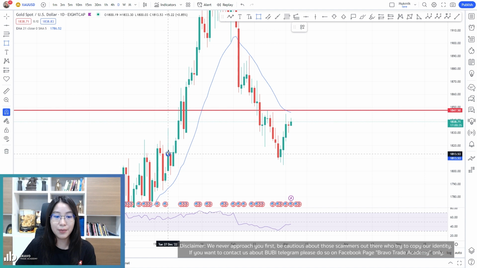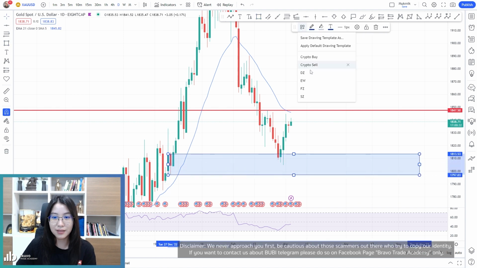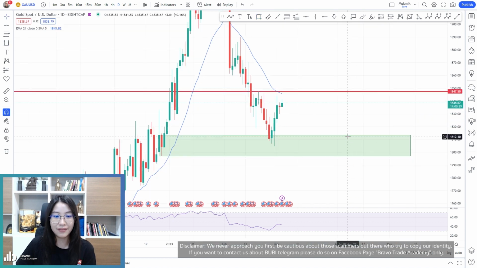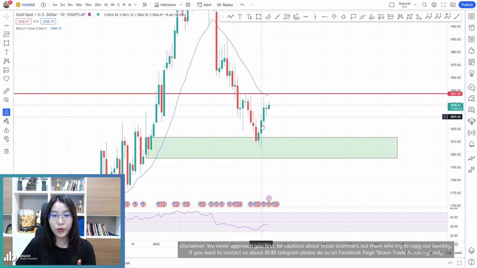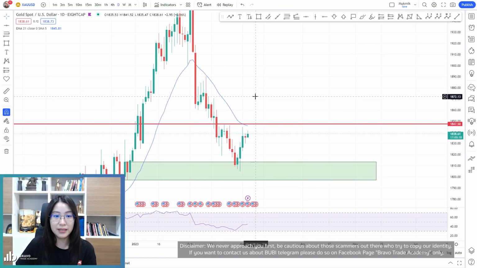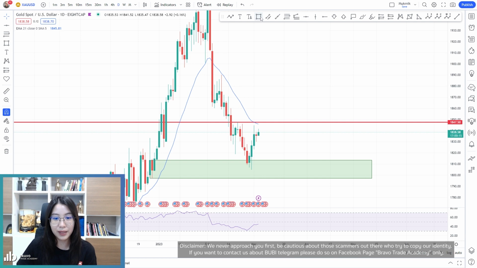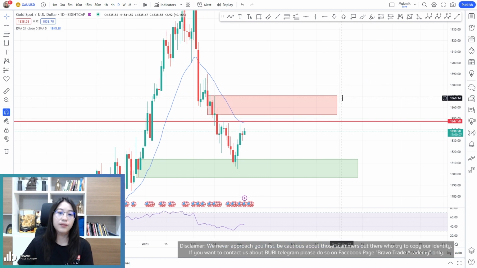The price has been pushed up by this demand zone. Do we have any supports here? Not very clear supports for the current price that we are at the moment. So what about the supply zone though? The supply zone, we are having it around here. So we have our supply zone, demand zone, and also a very significant resistance.